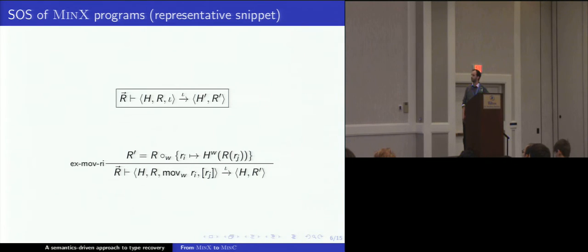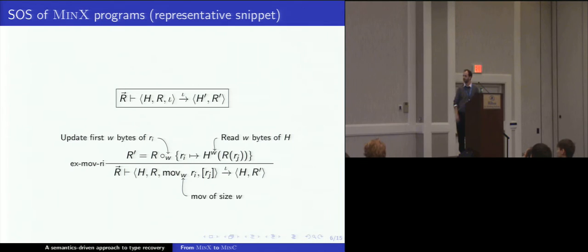So here is a representative snippet of the semantics of a MinX program. What we're doing here is executing an instruction iota. We have our heap H and our registers R, and we have some previous sets of registers, R vector. And the instruction that we're going to decode is a dereference of register RJ to place it into RI. And this is all fairly straightforward. We're simply updating RI in R by reading the value at RJ and looking that up in our heap.